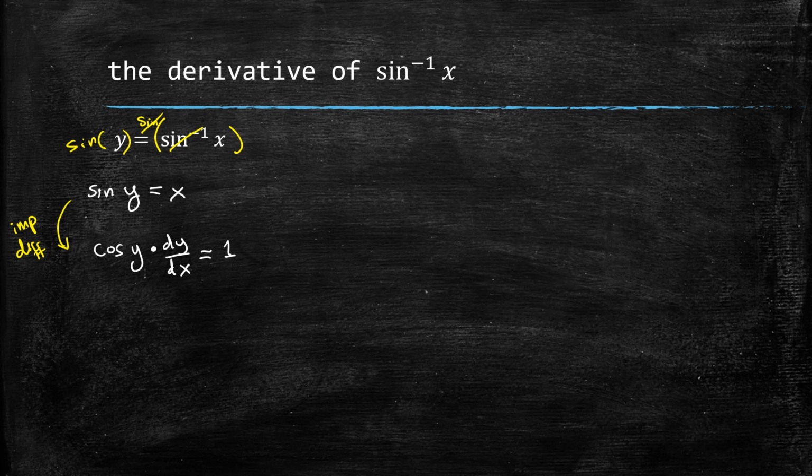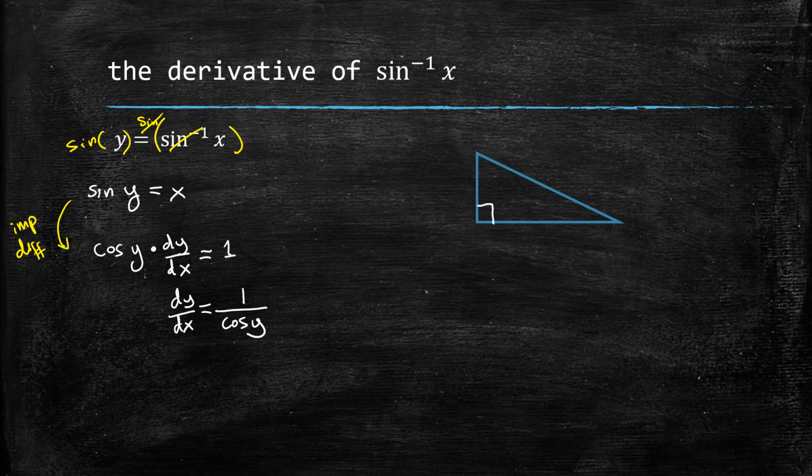Okay, so now let's isolate dy by dx, since that's what we're interested in, and we get 1 over cosine y. The thing is, if this is a function, then we really want the derivative formula in terms of x. So we're going to do a neat little trick here using some right triangle trig. And let's go back to the basics.